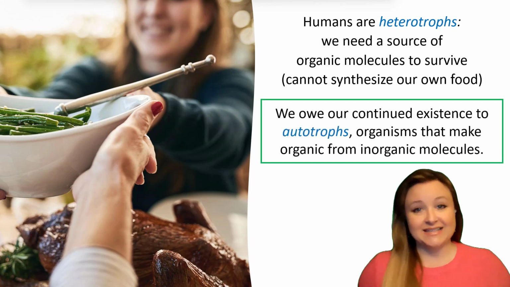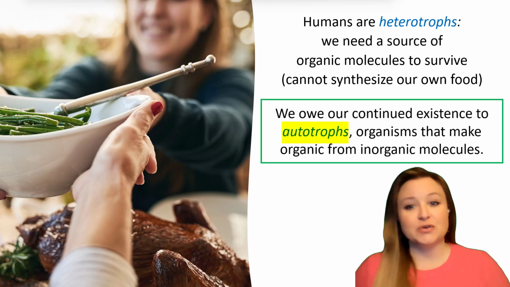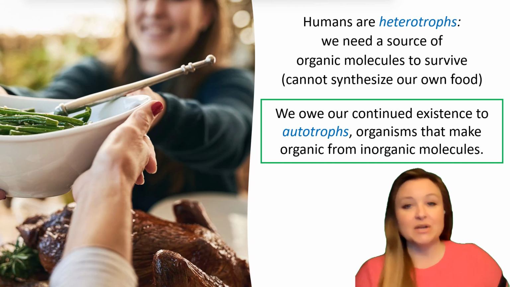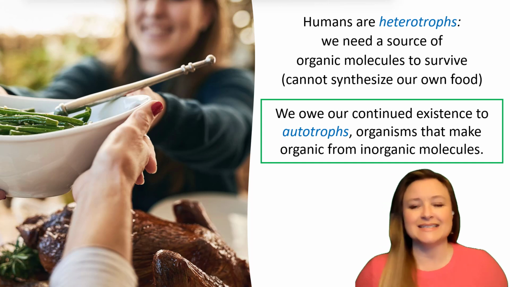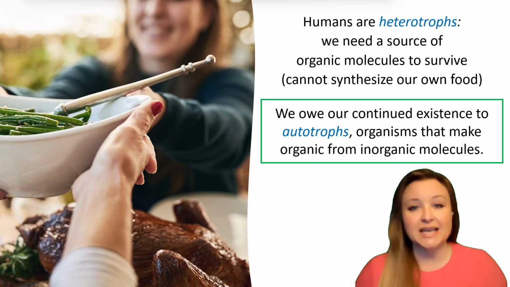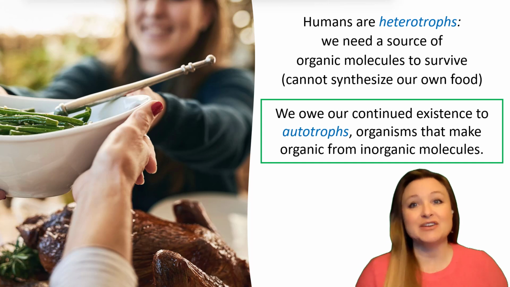Now, on the other hand, autotrophs, auto means self. So autotrophs make their own food. They can make organic molecules, food molecules, from inorganic molecules like gases. So we owe our existence here on Earth to autotrophs because they can convert inorganic molecules into organic molecules that we and other organisms eat. In fact, the average human eats over 800 pounds of plant material every year.